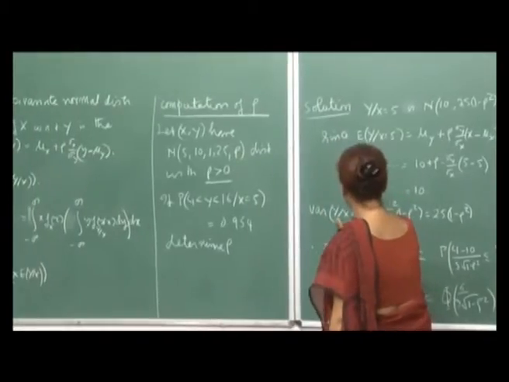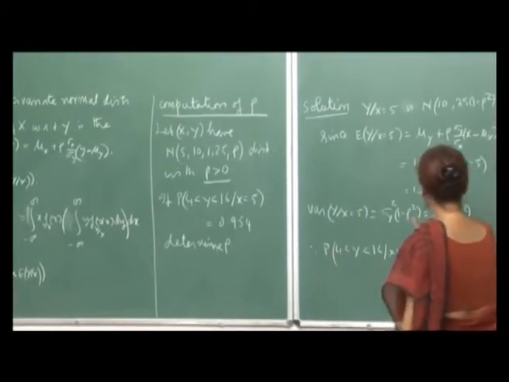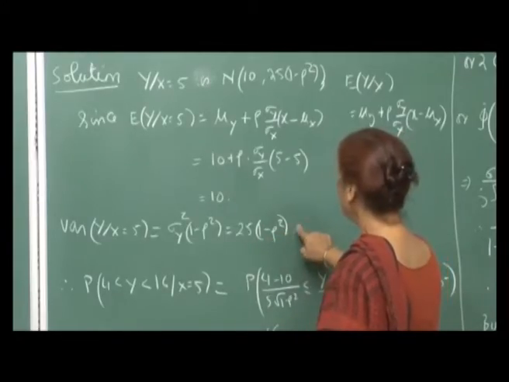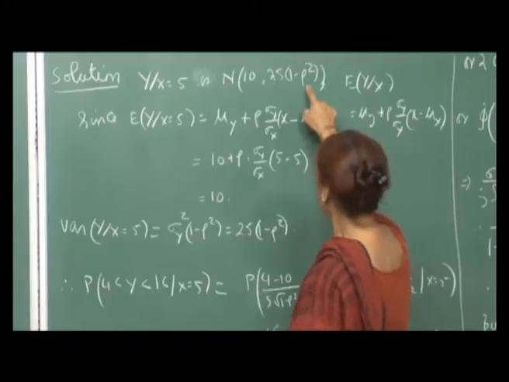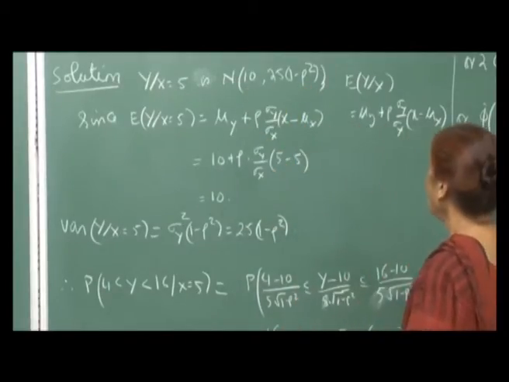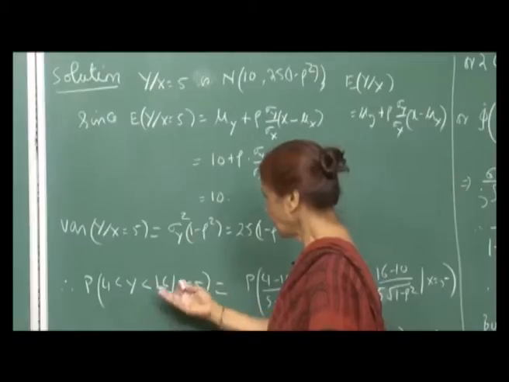So, y given x is normally distributed with mean 10, and the formula for the variance of y given x equal to 5 is sigma y square into 1 minus rho square, which is 25 times 1 minus rho square. So, this is the variance, therefore, this is what I have written here. So, this is normally distributed with mean 10 and variance 25 into 1 minus rho square. So, therefore, I will standardize, the usual thing that we do.